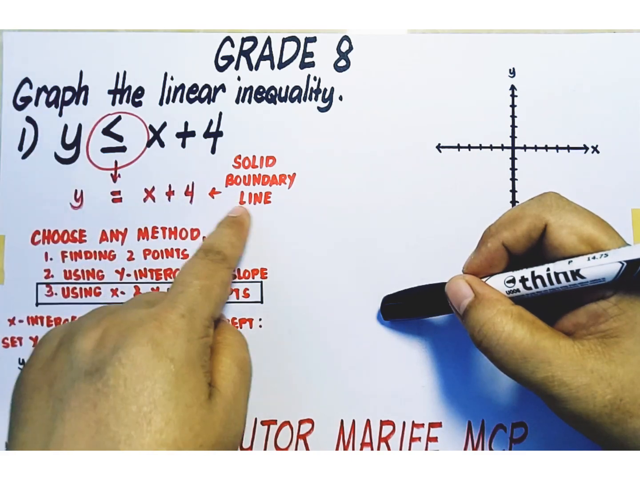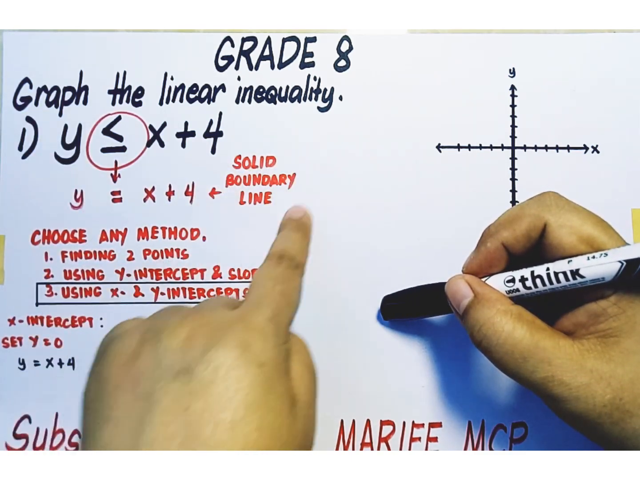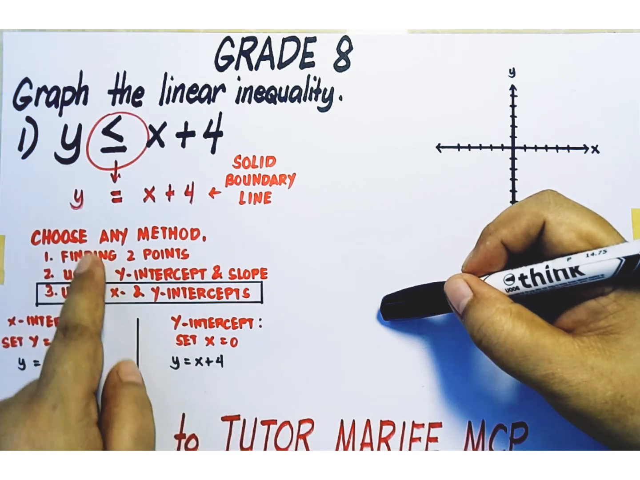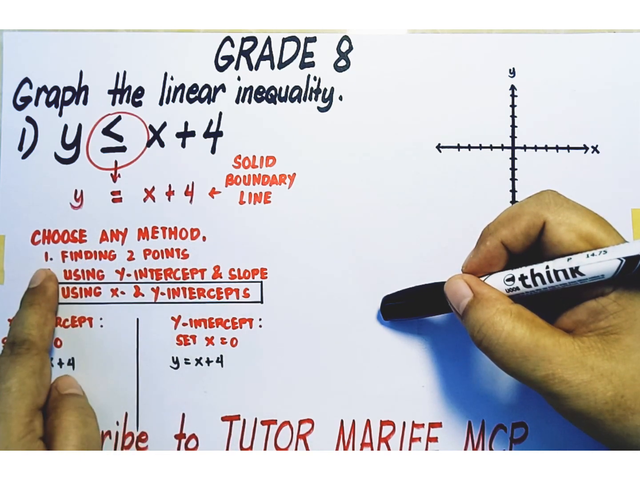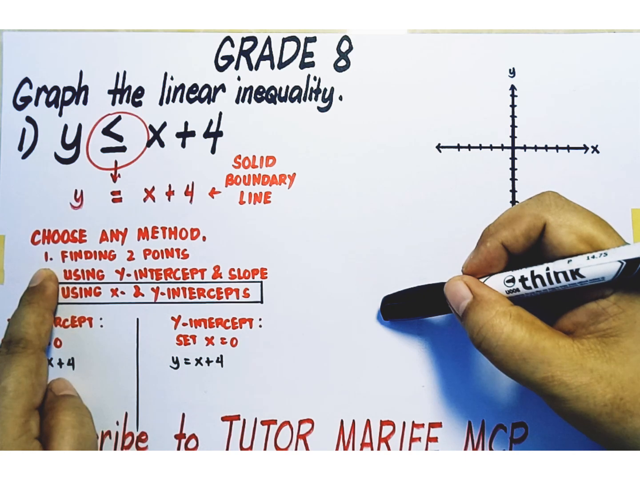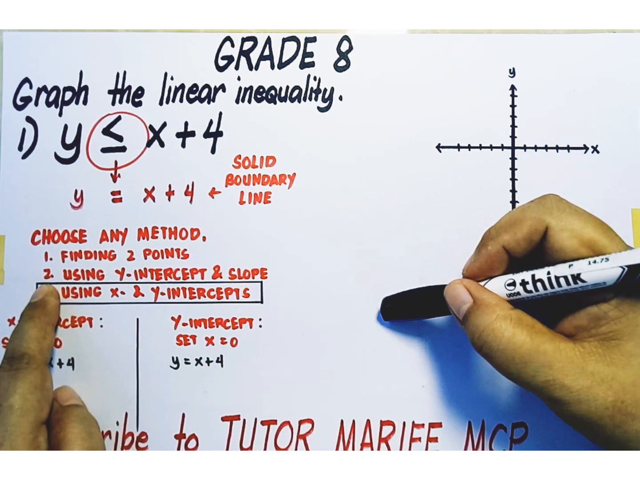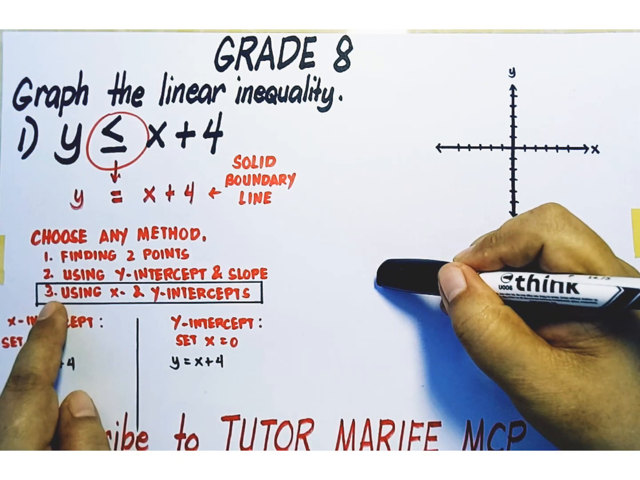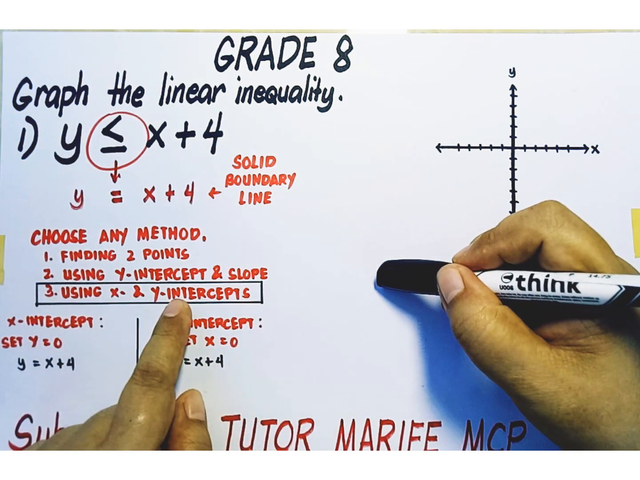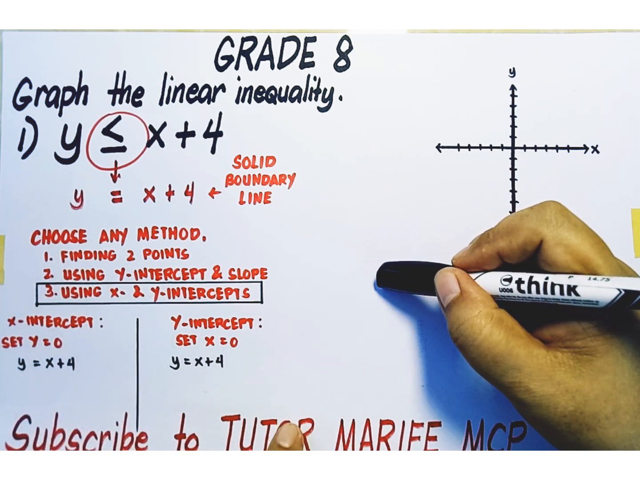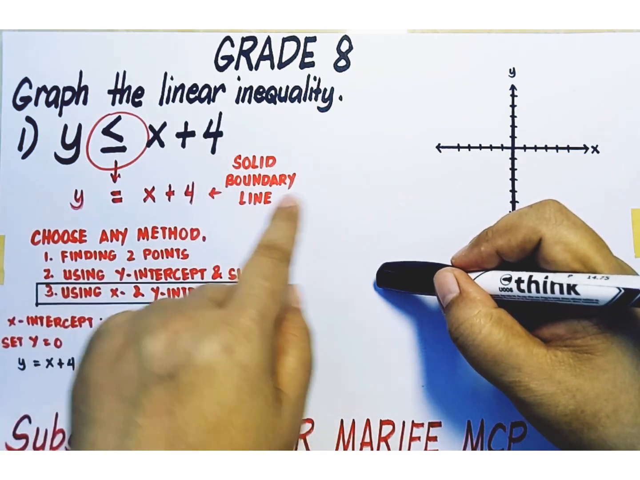Step 2, construct the solid boundary line. How do we construct the solid boundary line? We can choose any of these three methods. First method is by finding 2 points. Second method is by using the y-intercept and slope. Third method is by using x and y-intercepts. I will be using the x and y-intercepts to construct the solid boundary line.